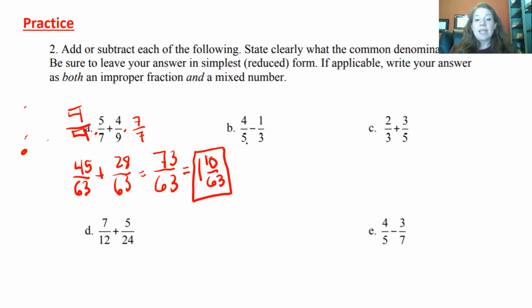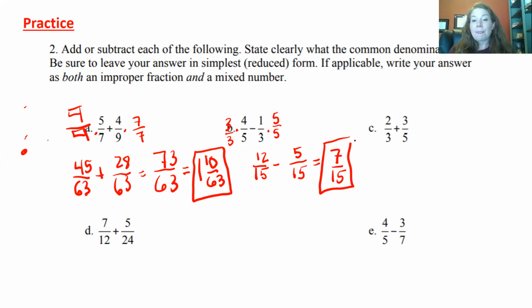So then for letter B, if we multiply 5 and 3 together, we're going to get 15. So 3 times 5, so I'm going to multiply the bottom and the top by 3. So 3 times 4 is 12. And since I multiplied 3 by 5 to get 15, I have to multiply the numerator by 5. And so 12 minus 5 is 7 over 15, and that is simplified.